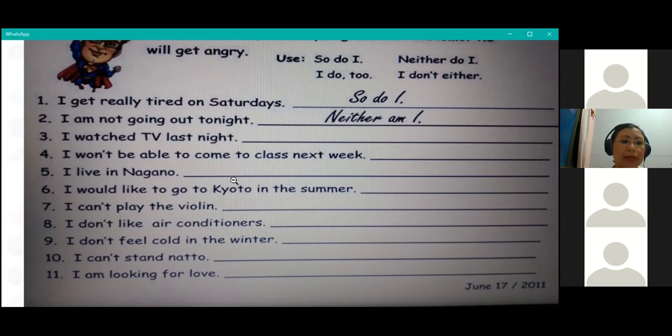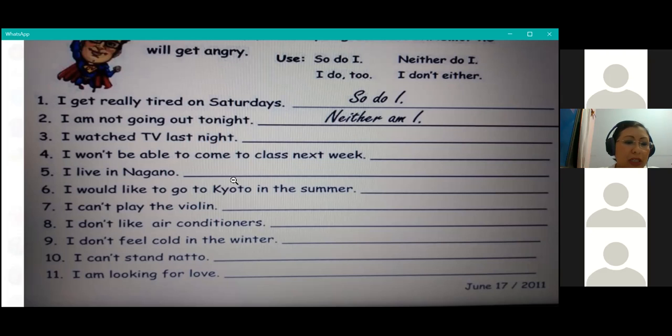La siguiente, I can play the violin. Es negativa, ¿verdad? Ahí, neither do I. Or I don't, or neither can I, or I can't either. Sí, porque es un auxiliary verb. La otra está fácil, ¿verdad?